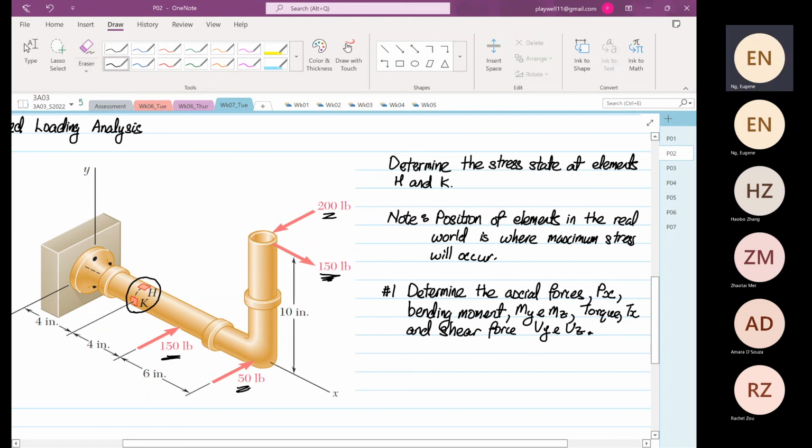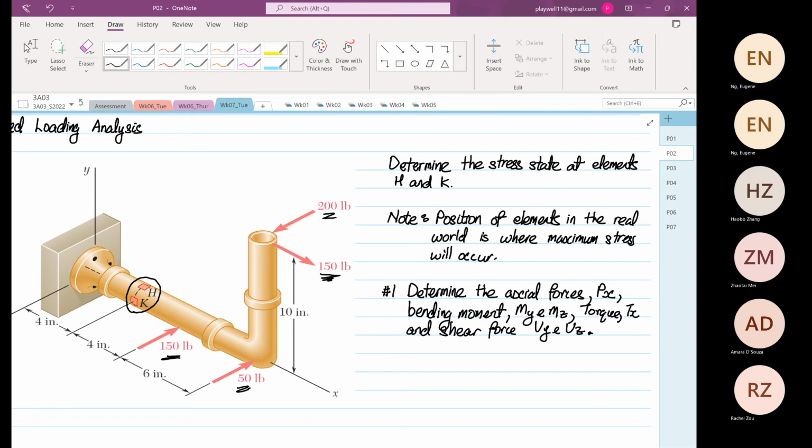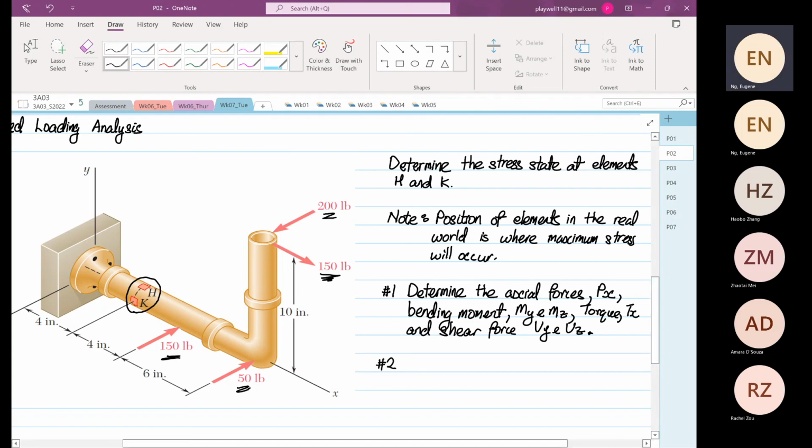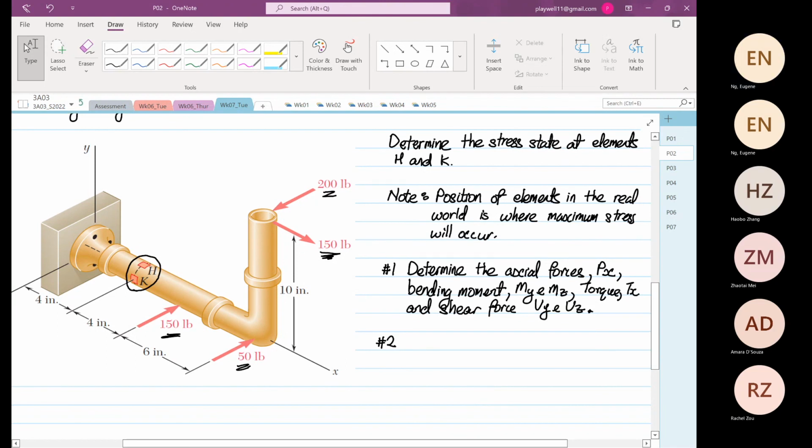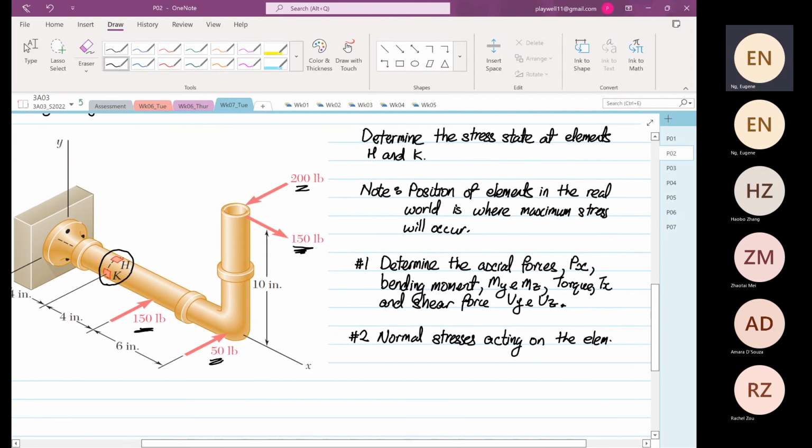Okay, we have to know what is our Px. We have to know what is our bending moment in y and z, and the torque in the x-axis. Later on I'll tell you how we know the torque is not in the y-axis, why it is in the x-axis. And then we have to find our shearing force. Then the next stage, we have to find normal stresses acting on the element.